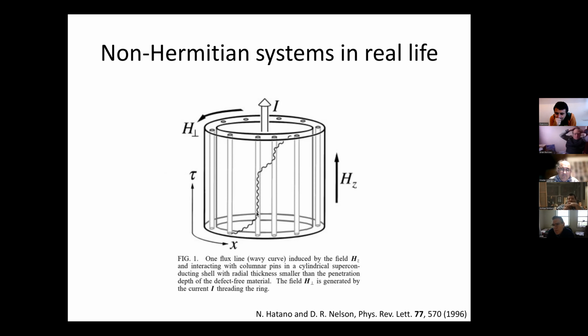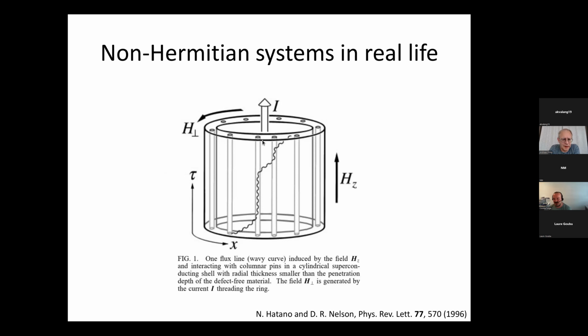So these wavy things here are the flux lines produced by the magnetic field. And these will like to stick to these defects. They preferentially exist at the place where you have these columnar pins. These pins pin the flux lines to various places of the cylinder. And then they considered applying a current through the center of the cylinder, which will produce a magnetic field in the angular direction. And this will twist all of the flux lines.